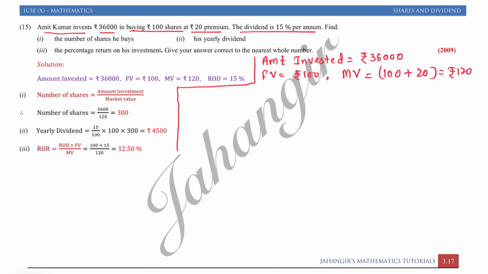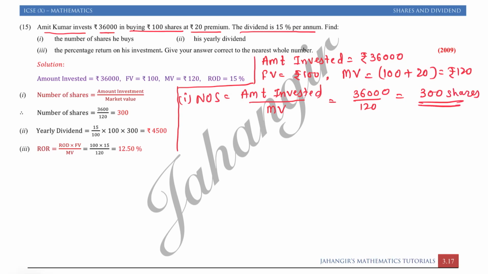So first we have to find number of shares. So first we will write number of shares is equal to amount invested upon market value. So amount invested is 36,000 upon market value is 120. So calculating, you will get 300 shares. Second is yearly dividend. If you will see in board, you are getting just straightforward question. If you know the concepts and formulas, this type of questions are very easy to score.